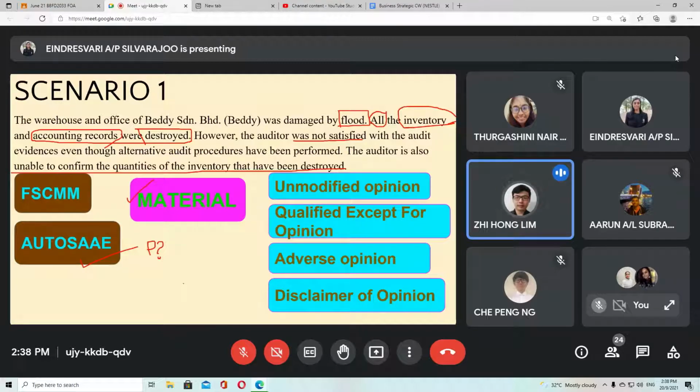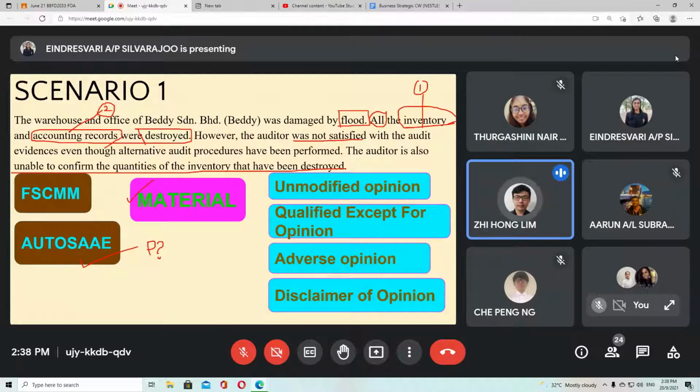So is it we need to... For this situation, do we just base it on the inventory, whether this inventory that has been destroyed affects the financial statement? You also need to focus on this. You have two items. Number one, inventory. Number two, accounting records.